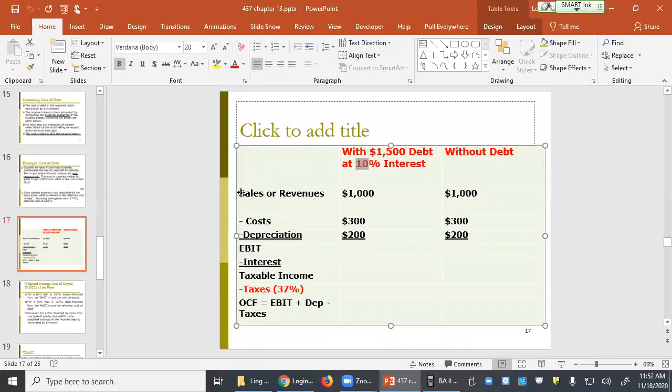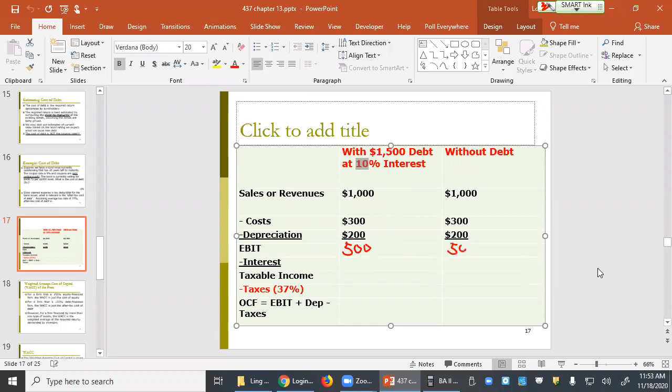Okay, so start with the first item on your income statement. It is sales or revenues, whichever term you prefer to use. Again, keeping the numbers really small, assume sales of $1,000, cost of goods sold $300, depreciation $200. Again, this is the same firm. The only difference is that one has debt and one has no debt. So we're going to look at the tax impact of your debt. For the middle column, $1,000 of sales minus $300 of costs minus $200 depreciation gives us EBIT of $500.